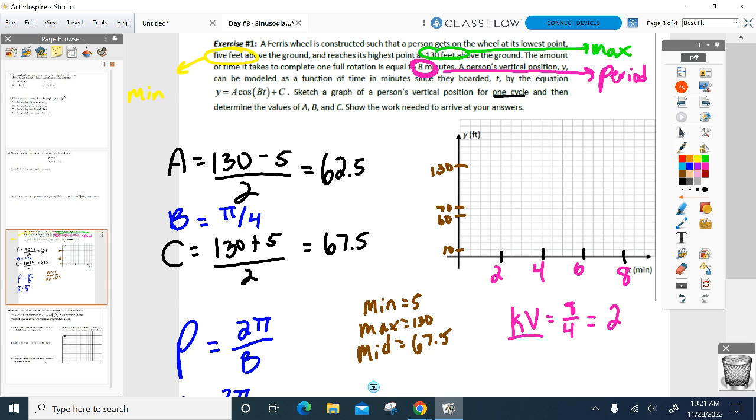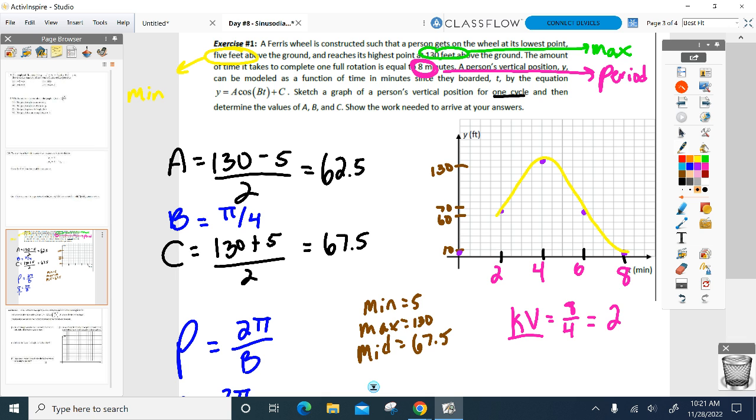5, yeah. We start. I know cosine usually starts at the max, but it says it starts at its lowest point. And then keep talking now where? Then it's going to be 67.5. Midline to where? To 130. Max up to 130. Then where? Then it's going to be midline again. Yep. And then 5. There you go.